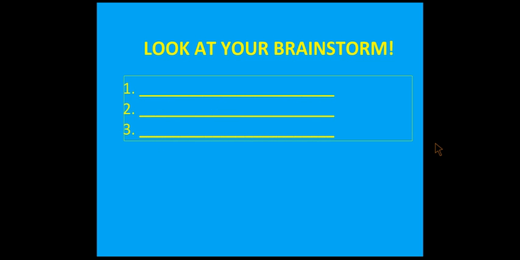Okay, look at the brainstorm that we did at the end of class. On that brainstorm sheet, we had you write down 1, 2, 3. We had you write down what goes in number 1, which is the purpose, what goes in number 2, how the purpose is conveyed, and what goes in number 3, how the author presents that information.